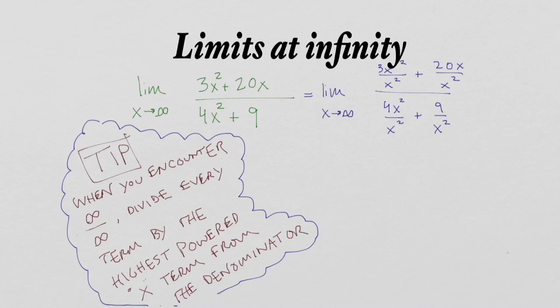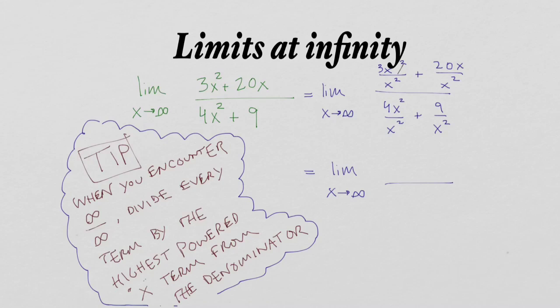So here we have our new limit expression where I have divided every term by x squared. I haven't simplified anything yet. I'm just showing each one of these four terms being divided by the highest powered x term from the original denominator. And next we're going to simplify this and see what it does.